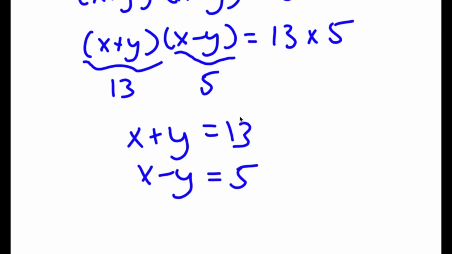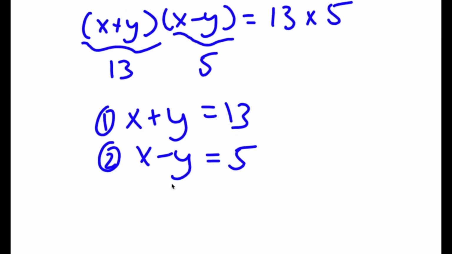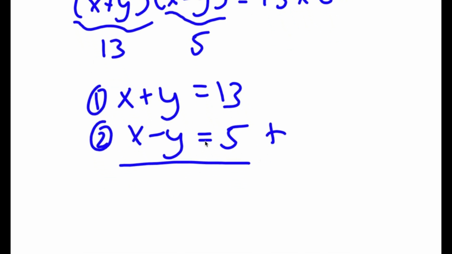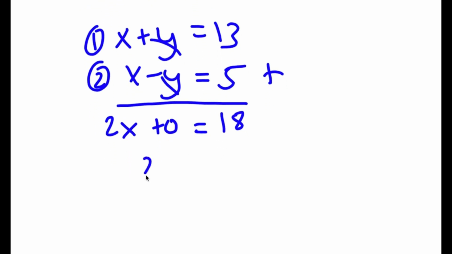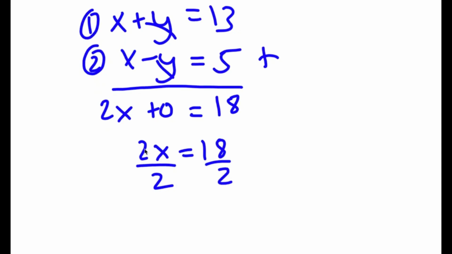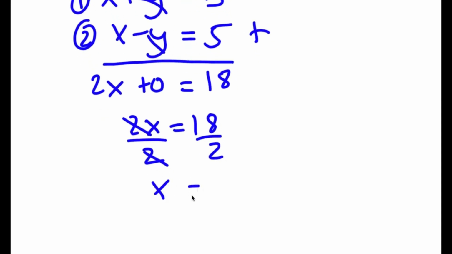So now here we have a system of equations. As you can see, we have two equations. This is equation 1, this is equation 2, and we want to find the values of both x and y. So to do this, we are going to add both of these equations. x plus x is 2x. y minus y, these two cancel out, so I get plus 0 is equal to 13 plus 5, which is 18. So 2x is equal to 18. Now if I divide both sides by 2, I get x is equal to 9.